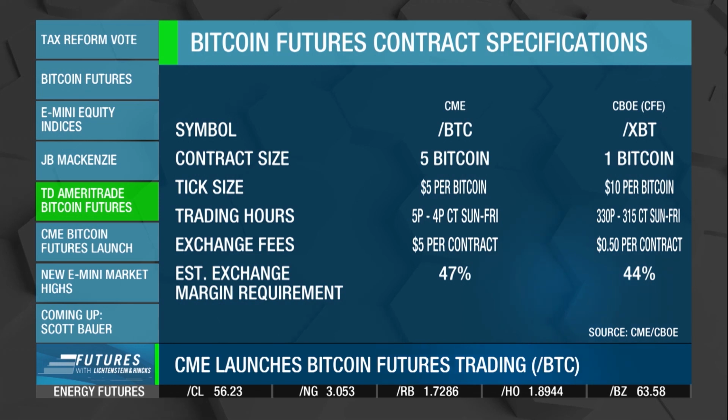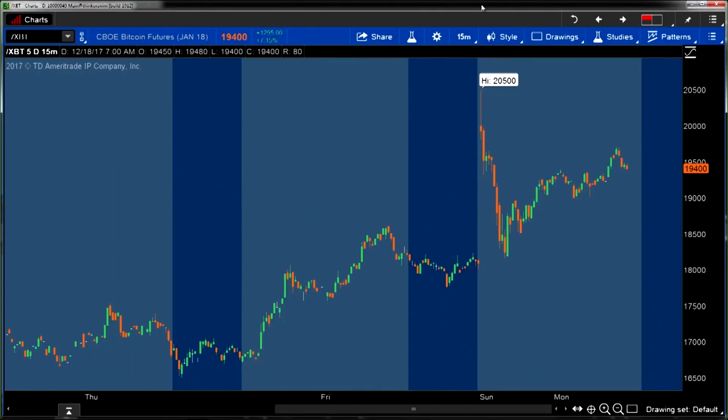So you take where the price is, let's say roughly 20,000, multiply that by 5, and that's how you get the CME product times that 47%. So you're talking about a very large number to place a single trade versus on the CBOE, using the same number, that 20,000, multiply that by 44%. But in both cases, and especially the CBOE, we do have increased margins that we are using right now because of the fact that the product is new and it's got some volatility.